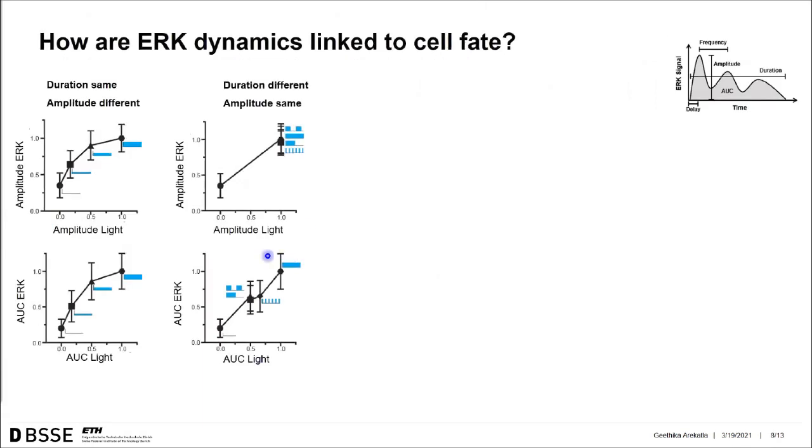Because we were using optogenetics, we could actually put the cells into different stimulation programs where we could separate the different properties. So in this group of stimulation conditions, we could keep the duration of ERK the same, but change the strength of activation and thereby change the area under the curve. Whereas in this group of stimulation conditions, we kept the amplitude of the ERK activation the same, but changed the area under the curve by changing the duration.